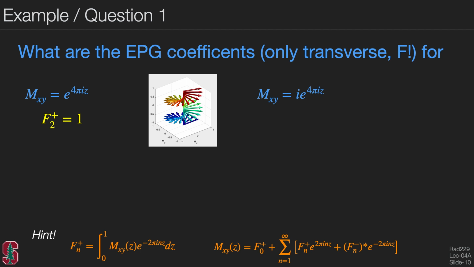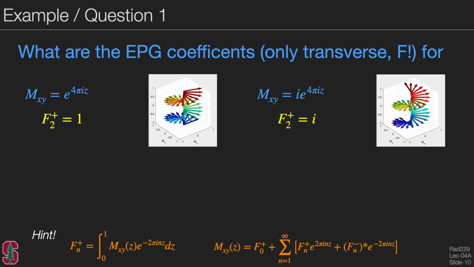So now let's try mxy equal to i times e to the 4 pi i z. So now we've rotated the magnetization twist. So we still have 2 cycles of twist, but we've rotated it. So it's now along my. And so we've simply taken that coefficient and multiplied it by i, again using this definition.